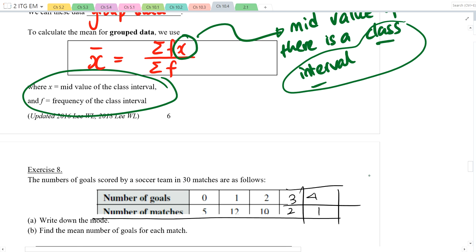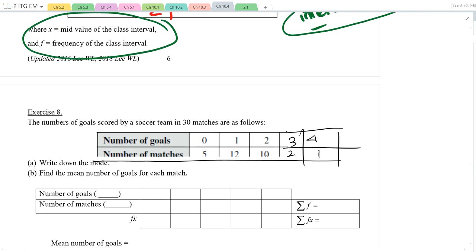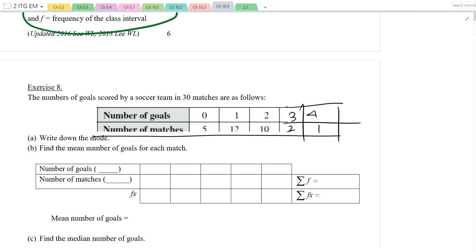Alright, so let's take a look at this example over here. Number of goals scored by a soccer team in 30 matches. How many matches are there? 30 matches. If I were to add everything up, I find the summation in the bottom row. What do you think I will get? If I add all the numbers at the bottom row, what do you think I should get? 30 lah. Okay, let's just do a quick check. 17, 27, 29, 30. Yeah, it makes sense.